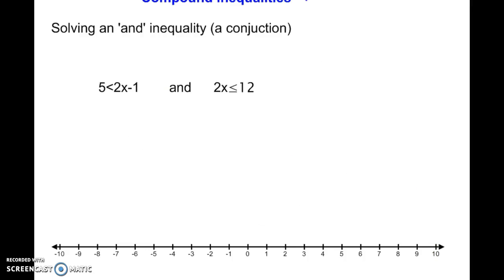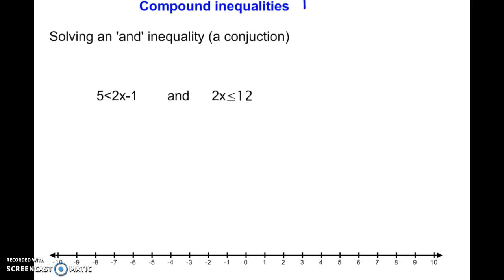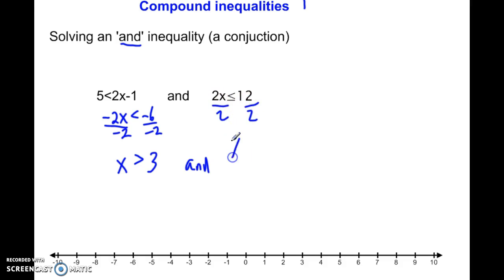Now we have compound inequalities. The first one we're going to do is the AND statement here. We have two inequalities and we're combining them with an AND. You get negative 2x by subtracting 2x from both sides. Subtract 5, I get negative 6. Divide by negative 2, which means I have to switch the direction of the sign. X is greater than 3. And divide by 2 here. I don't have to switch the direction of the sign in this case. X is less than or equal to 6.